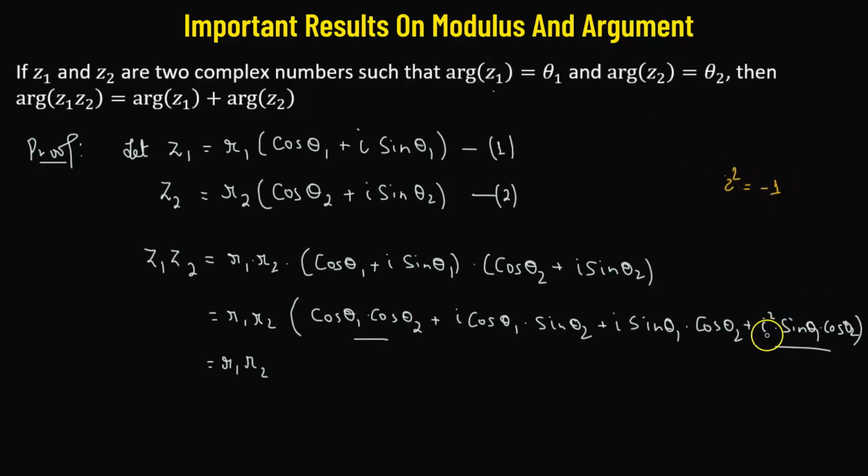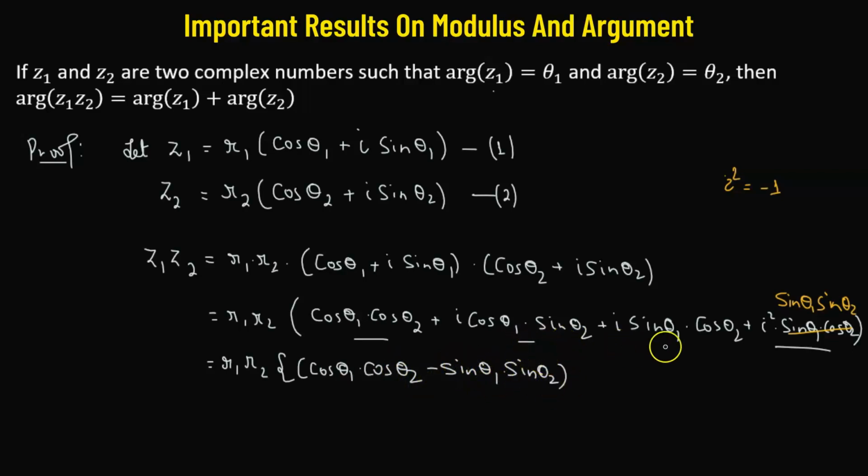So that means our fourth term becomes negative sine theta 1 times, this is actually sine, let me rewrite it. This is sine theta 1 times sine theta 2. Yeah, so this will be negative sine theta 1 times sine theta 2. So let's rewrite it. So we will have cosine of theta 1 times cosine of theta 2 minus sine theta 1 times sine theta 2.